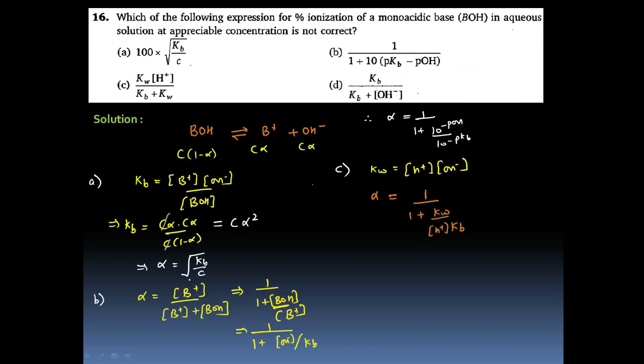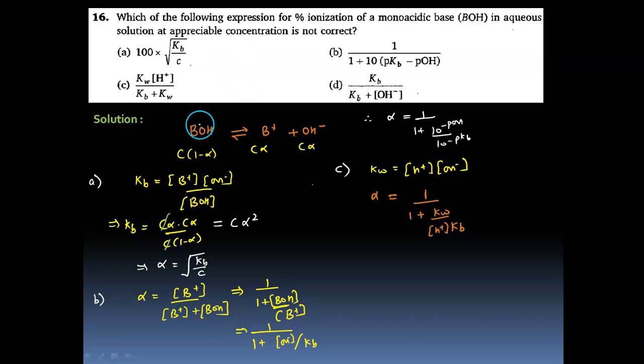Here we talk about question number 16 of level 2. It says, which of the following expressions for percentage ionization of monoacidic base BOH in aqueous solution at appreciable concentration is not correct? So there are 4 options given and we have to identify which is not correct.